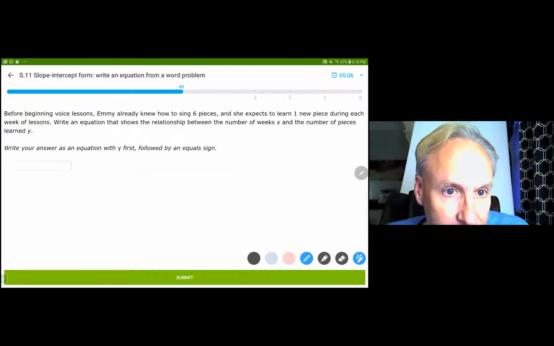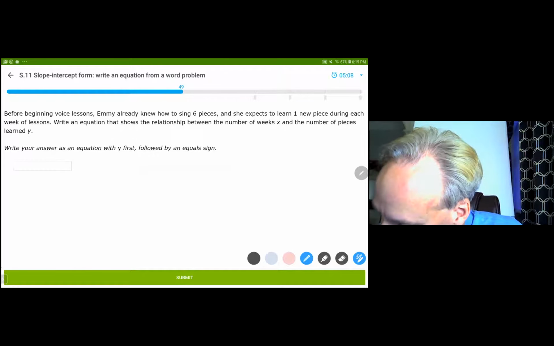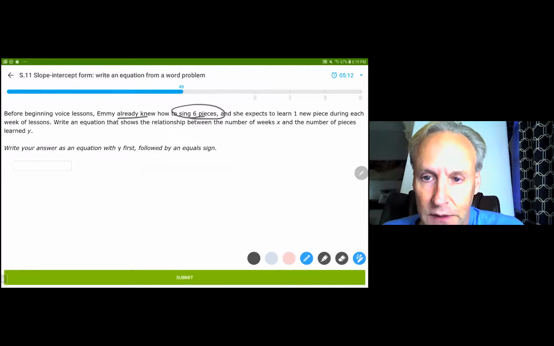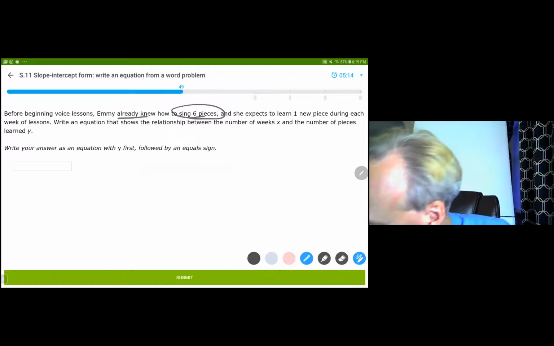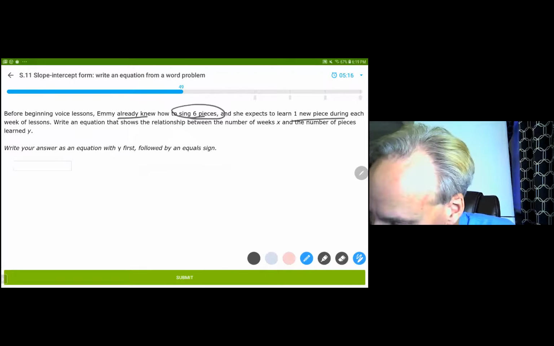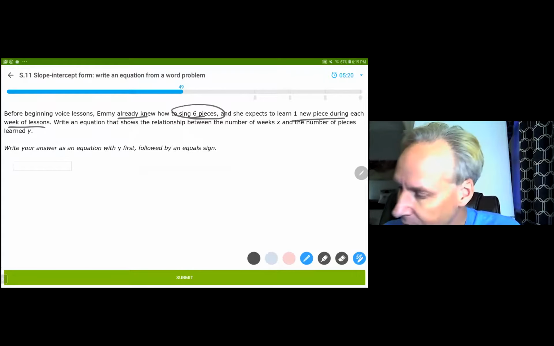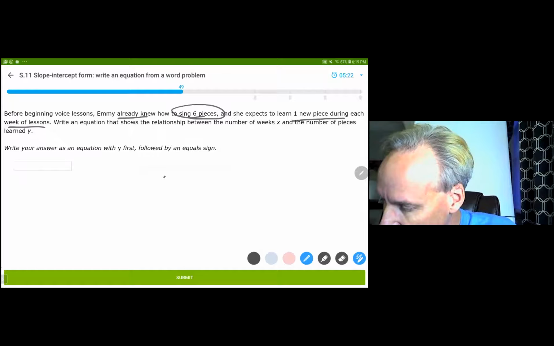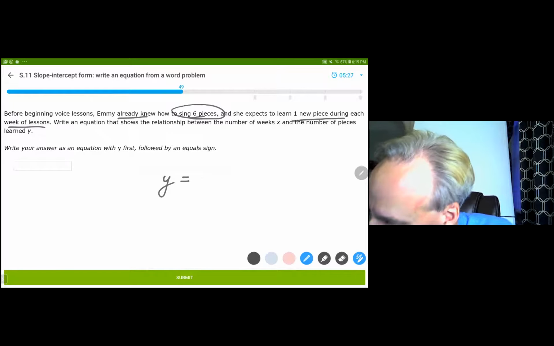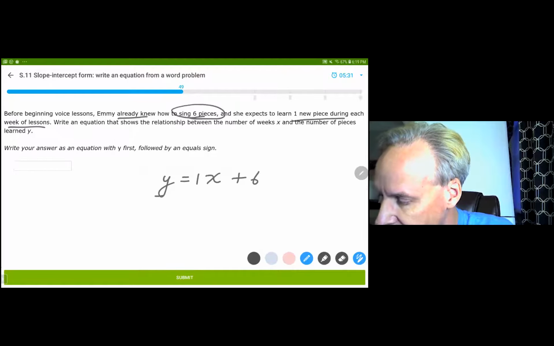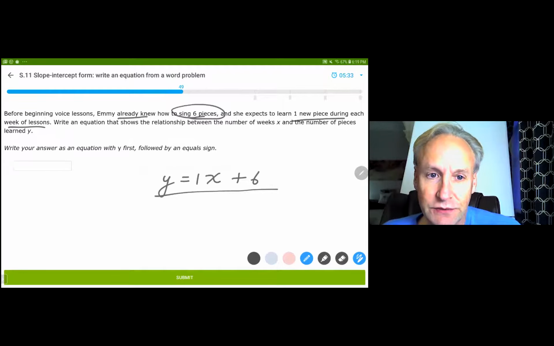Right, Emmy already knows how to sing 6. So that's what she starts with. That's her B, or her starting point. And she expects to learn one new piece for each week of lessons. So it looks like X is our weeks going by. So the number of songs she can sing is going to be the 1 for each week that goes by, plus the 6 that she started with. Most people write it the other way, but it doesn't matter.